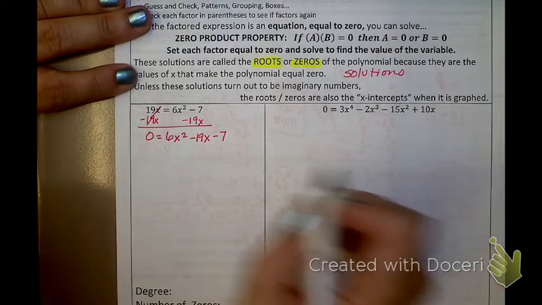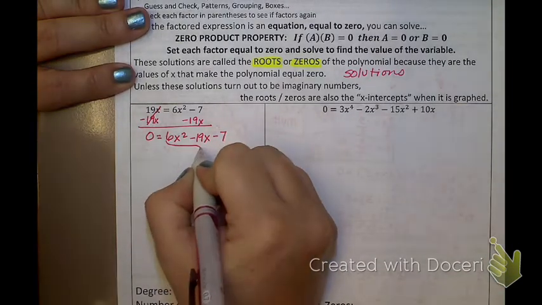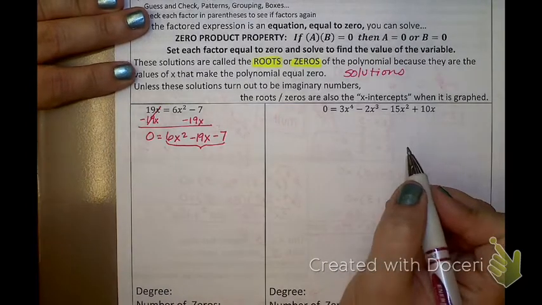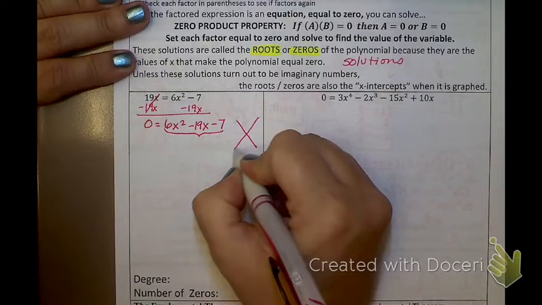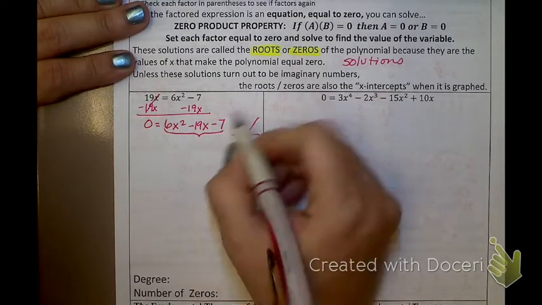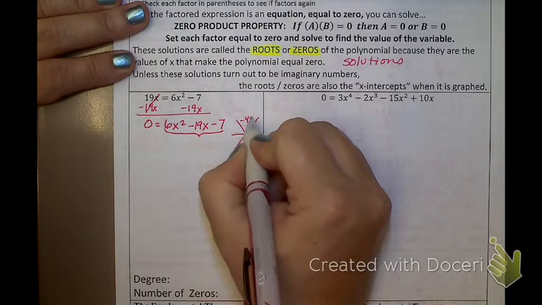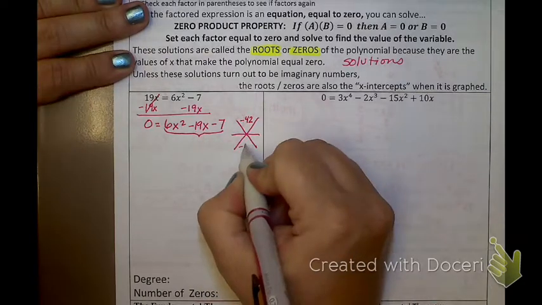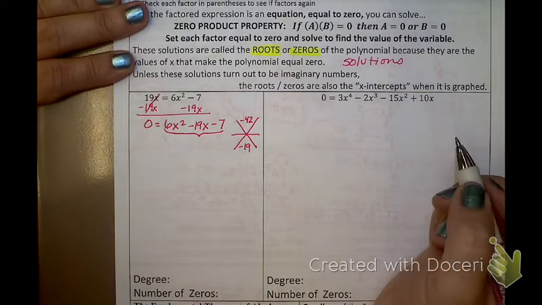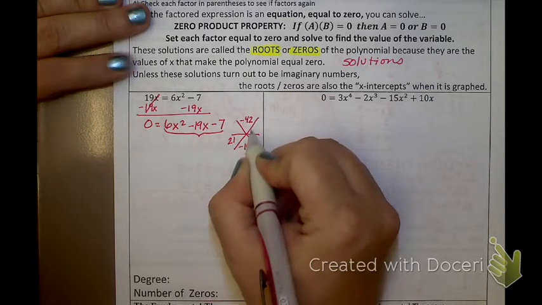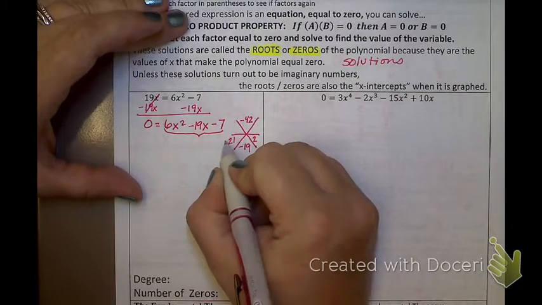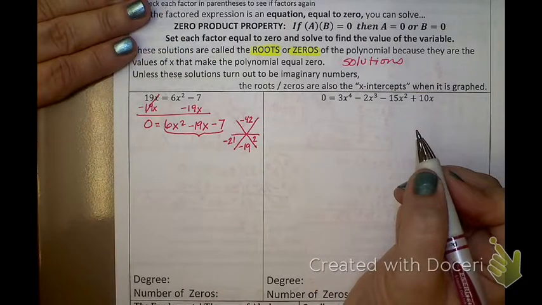All right, next step is to factor that. I don't see that they have anything in common, so I'm going to go ahead and look at my snowflake. So if I do 6 times negative 7, that's negative 42, and negative 19 on the bottom. I believe it's 21 and 2, isn't it? 21 times 2 is 42. 21 and 2, let's see, the 21 has to be negative.